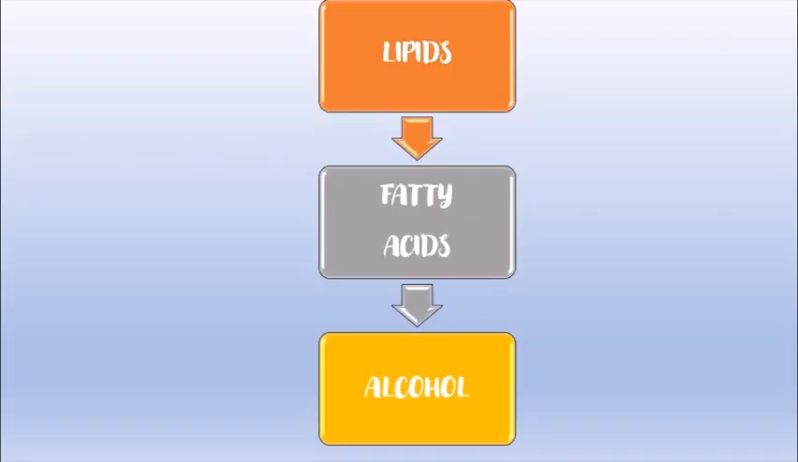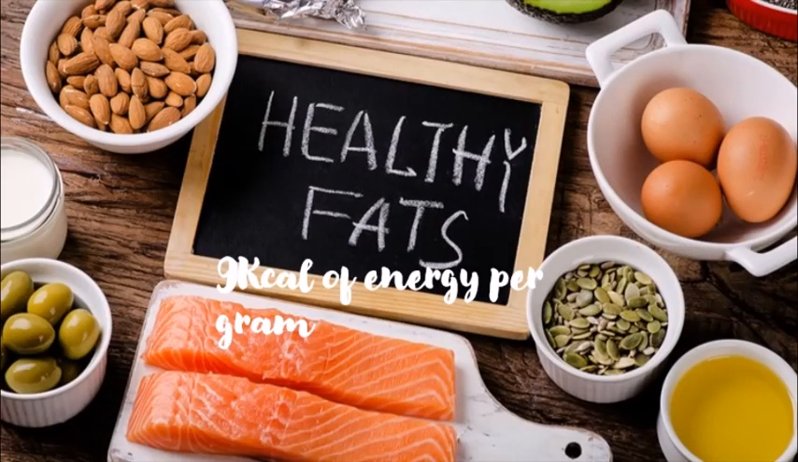Another important component is lipids. Lipids are broken down to produce fatty acids and alcohol. The fats that are produced can be healthy fats or dangerous fats. We get 9 kilocalories of energy per gram of lipids. If our body has more lipids, they get stored in our adipose tissue.